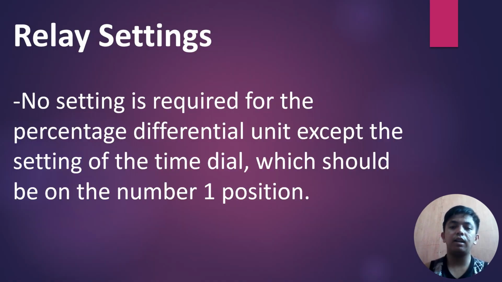Next, let's talk about the settings for relay CA. No setting is required for the percentage differential unit except the setting of the time dial, which should be on the number 1 position. So the percentage differential unit doesn't require a specific setting, making it easy to configure. The only adjustment is the time dial, which should typically be set to position 1 for optimal performance.